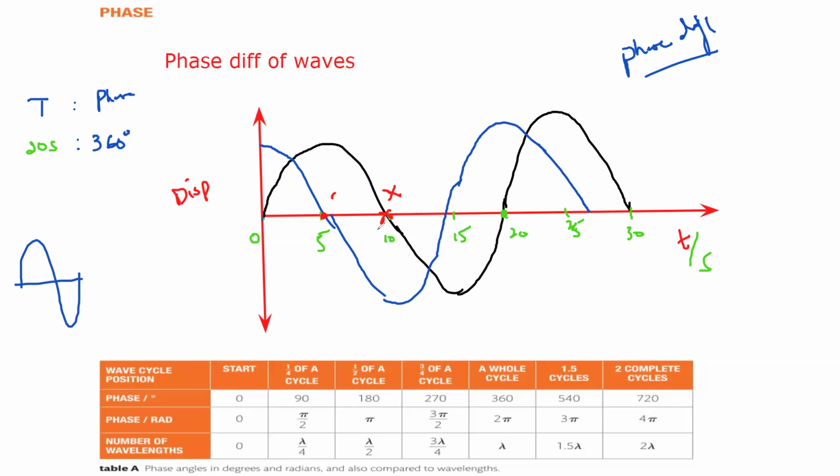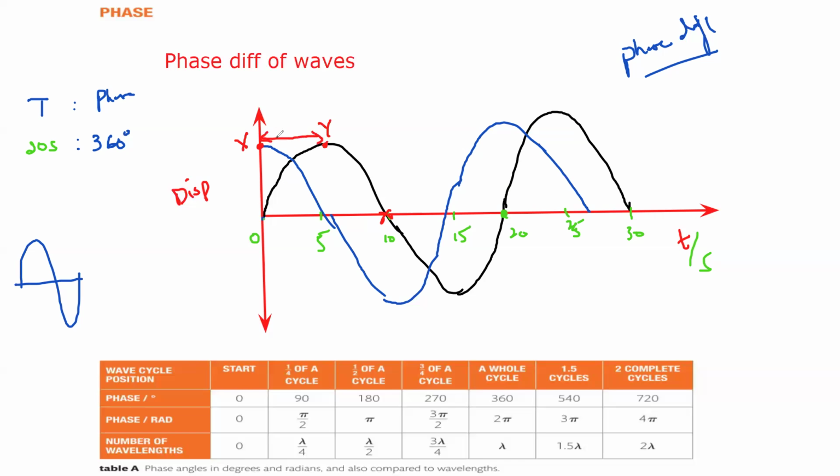Or I can also take the two points X and Y like this. If I'm taking this point as X, what is the identical point for the other wave? So this is the identical point for the other wave, Y. So what we have to do is take the two identical points of these waves. It can be the starting point or it can be anywhere in between.